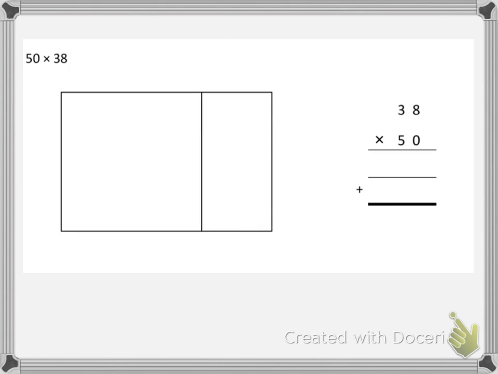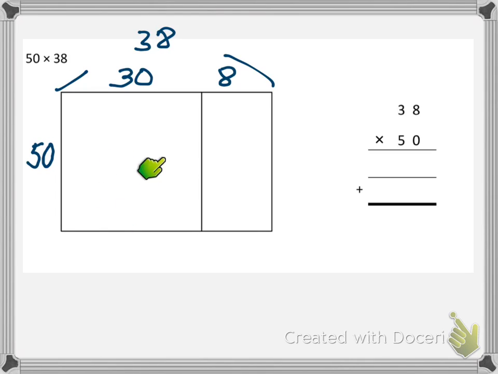Okay, our next one is 50 times 38. Now we're going to use our area model and put each number. We're multiplying by 50, so I'll put 50 on this side. Remember, this part represents 38. So we're going to decompose 38, and we're going to put 30 here, 3 tens, and then 8 ones on this side, because this whole side is 30. Then we're going to use this smaller one to represent the 8.